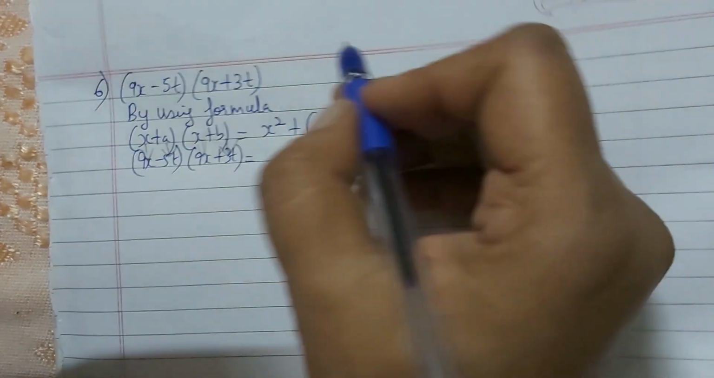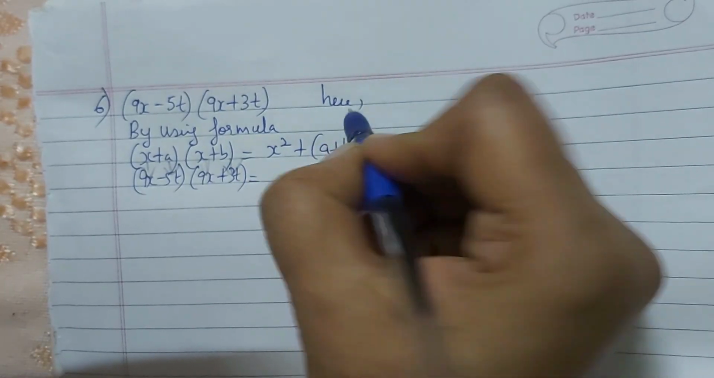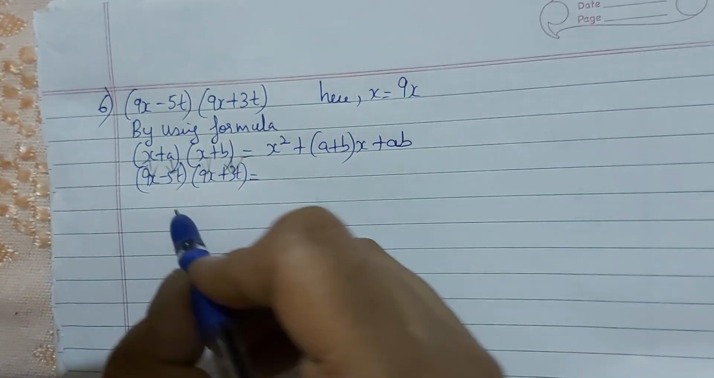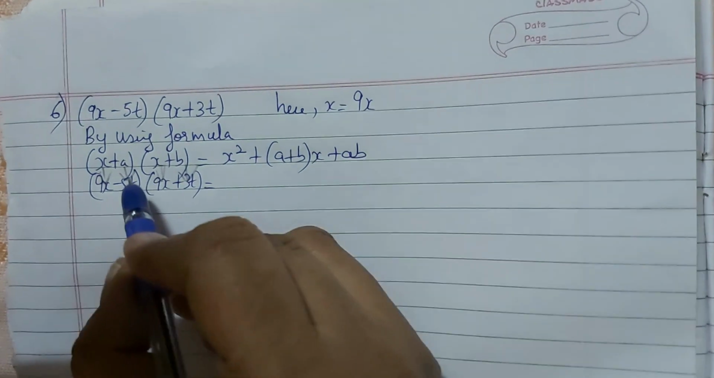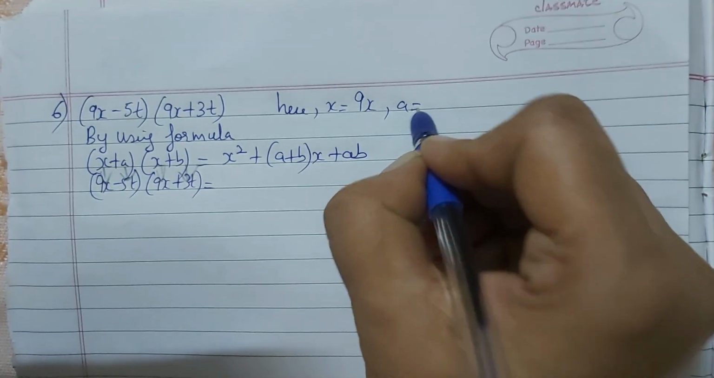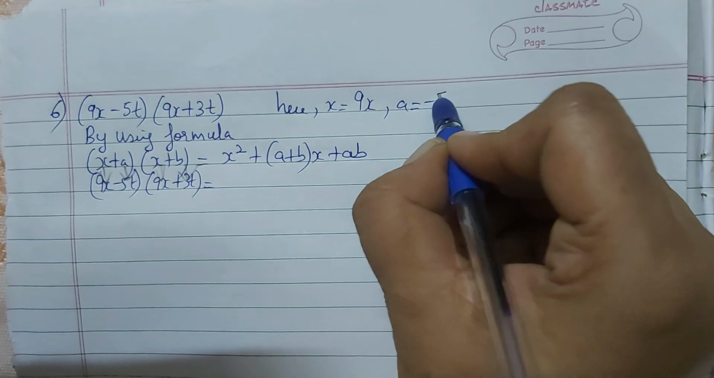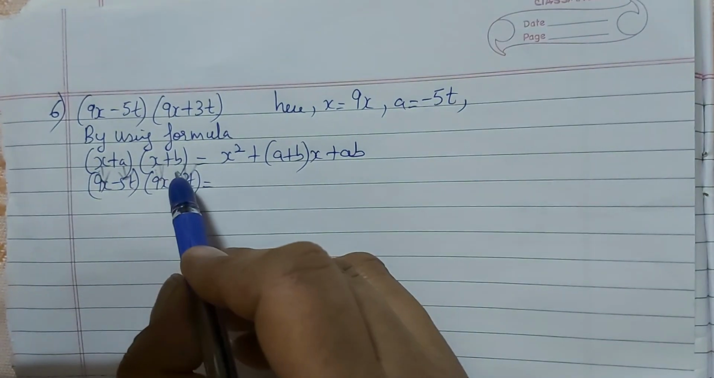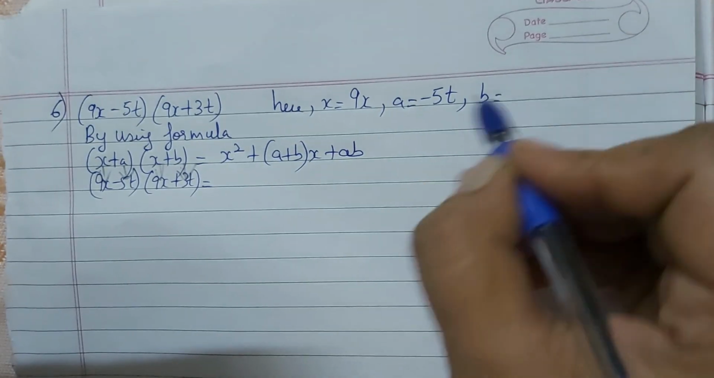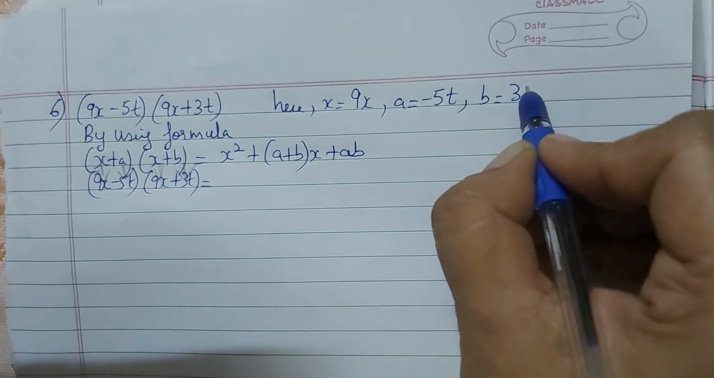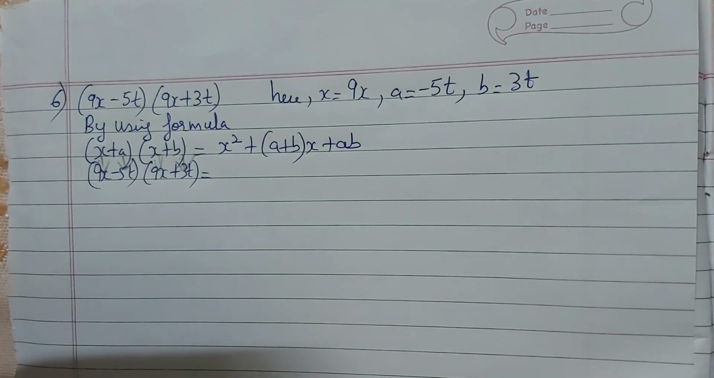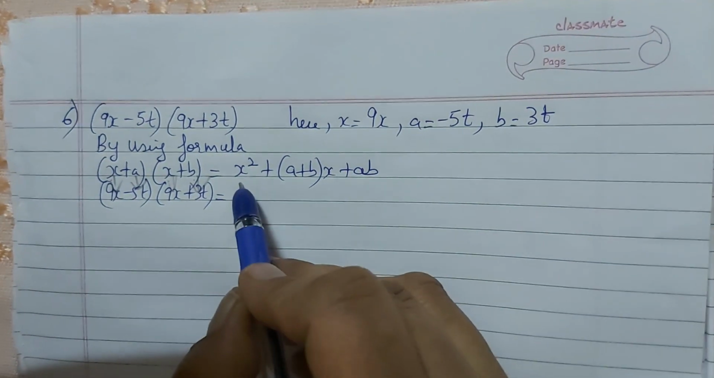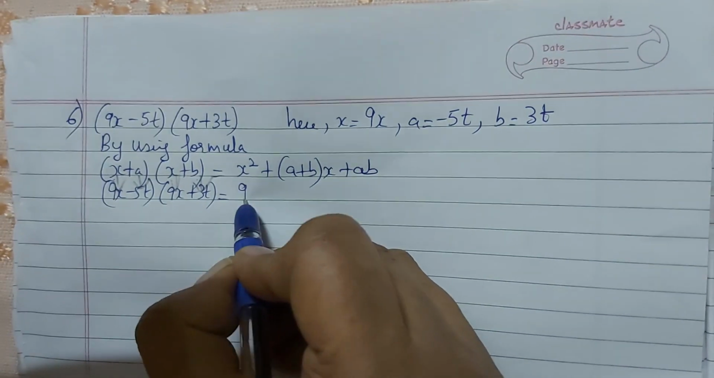Okay, so we will write over here, x value is 9x, a's value is what? Minus 5t, so minus 5t, comma, x value is 9x, no need of writing again, b's value is what? 3t, so we will write 3t. Now we are going to solve it. We got all the values, now we are going to write it over here. x value is what? 9x, so we will write 9x.